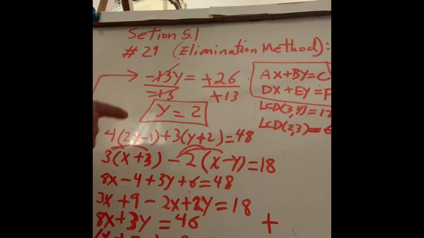So I'm going to go ahead and erase the next two lines here under the y value of 2. So we can go to this equation and replace the y with positive 2 and solve for our last unknown, which is x.